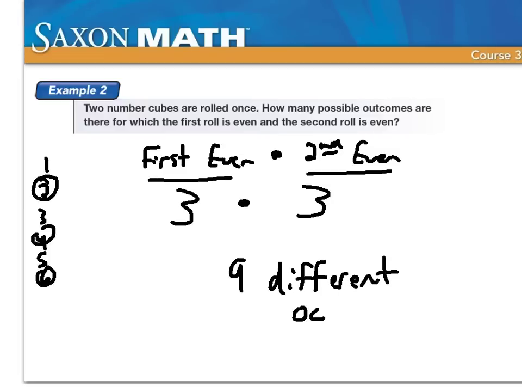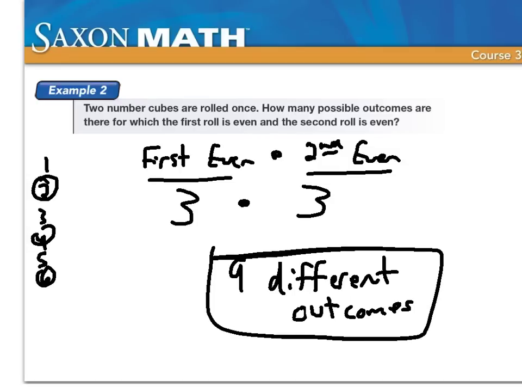Okay, 9 different outcomes here. There are 9 different ways that I can roll an even 2 times in a row. For example, I could get a 2 and then a 2, a 2 and then a 4, a 2 and then a 6, a 4 and then a 2, and so on. And there are 9 different ways. But again, the quick way to figure that out is to find out how many different ways the first time, how many different ways the second time, and multiply those together.